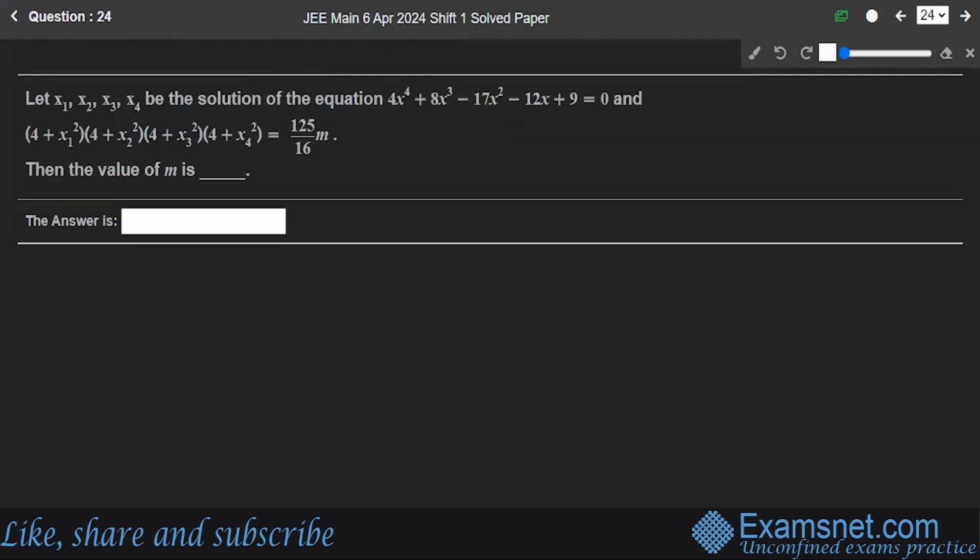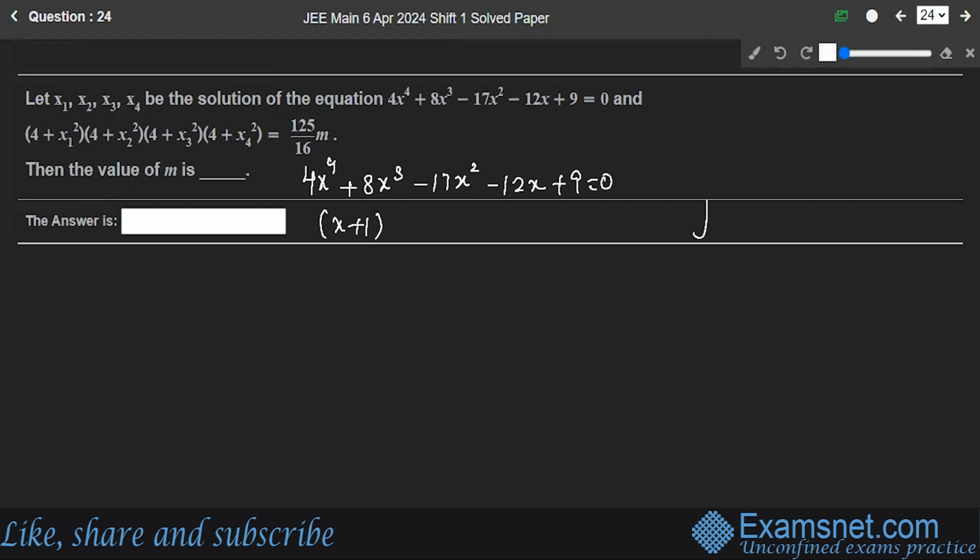Question number 24: let x1, x2, x3, x4 be the solutions of this equation, and (4 plus x1 square) into (4 plus x2 square) into this is equal to this. So you have to find out the value of m. The given equation is 4x power 4 plus 8x cube minus 17x squared minus 12x plus 9 equal to 0. You will see that x plus 1 is one of the factors for this equation.